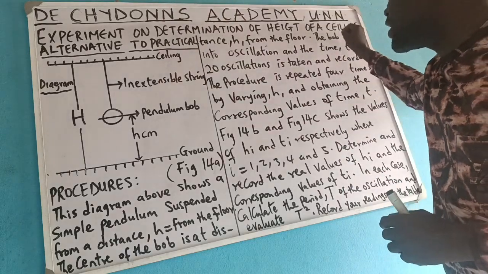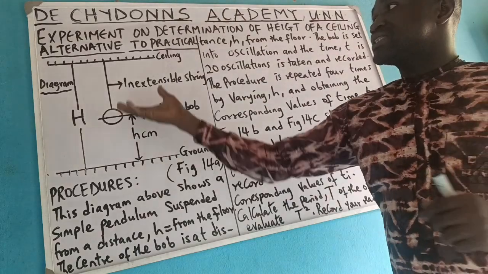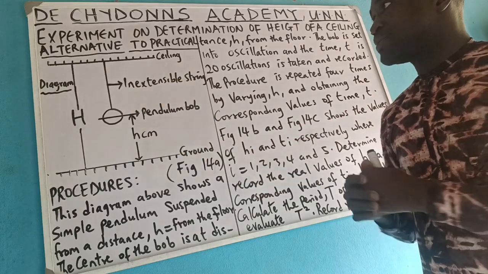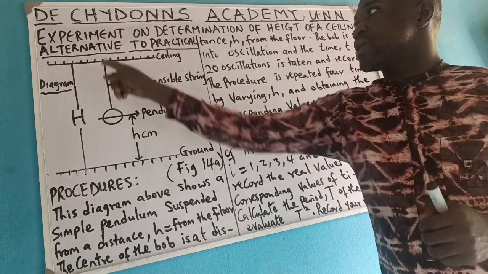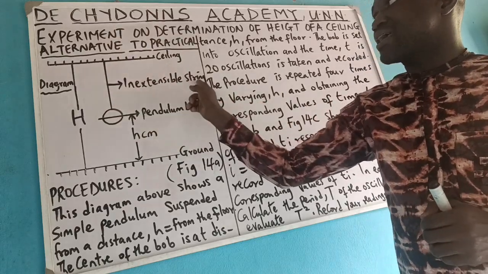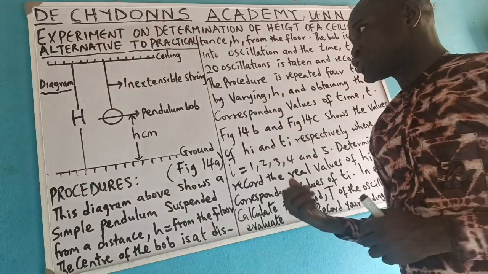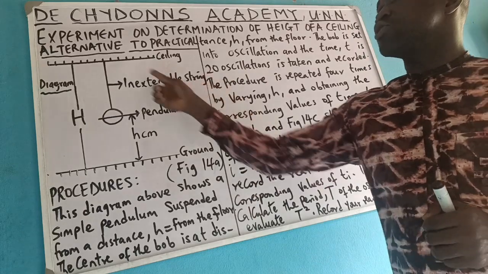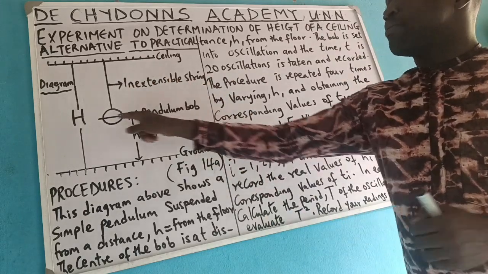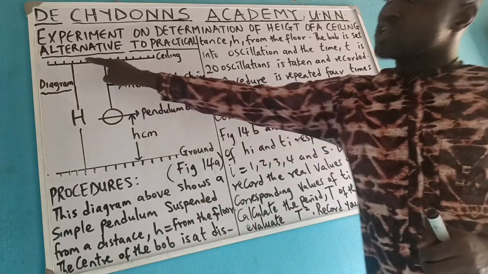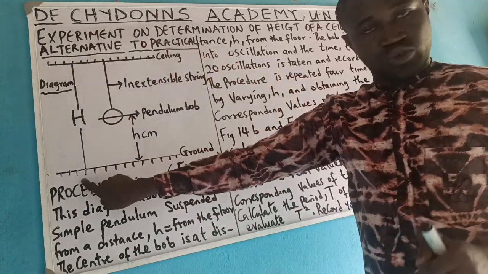Determination of height of a ceiling. This is the experimental setup of the experiment, where you see the ceiling represented this way. Then an inextensible string, it could be a thread, so to speak. If you couldn't get a string, you use a thread. Then the pendulum bob. Then this is the total height from the ceiling to the ground.